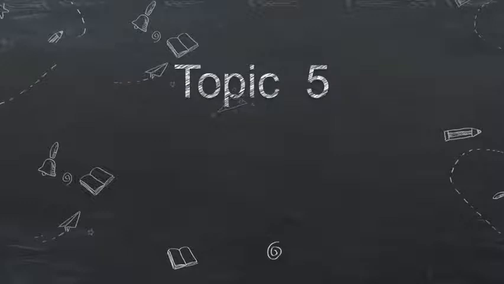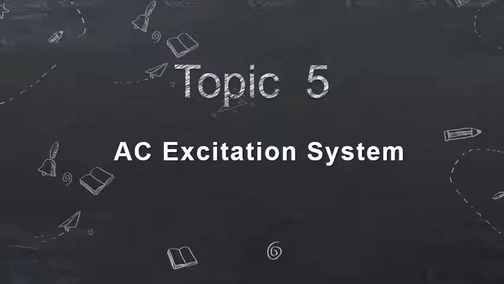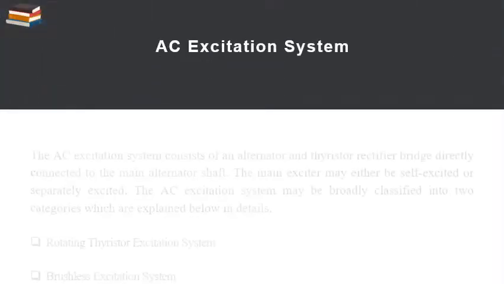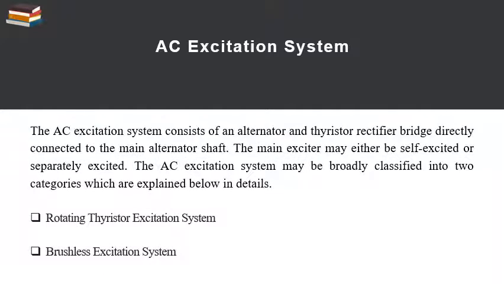The next one is the AC excitation system. The AC excitation system consists of an alternator and a thyristor rectifier bridge directly connected to the main alternator shaft. The main exciter may either be self-excited or separately excited.